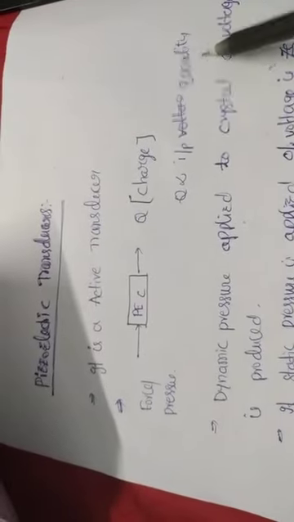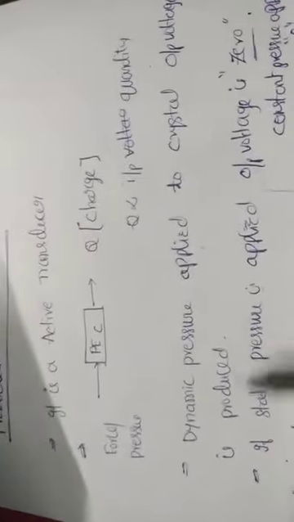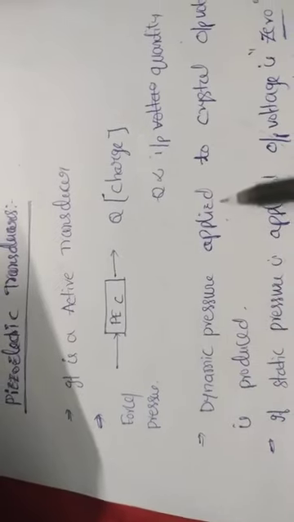Now let's see the property of the piezoelectric transducer. This is an active transducer. When a force is applied across the piezoelectric crystal, an output charge is produced. The output is directly proportional to the applied force across the crystal. One important property of the piezoelectric transducer is that it measures dynamic pressures. When dynamic pressure is applied across the crystal, the output voltage is produced.